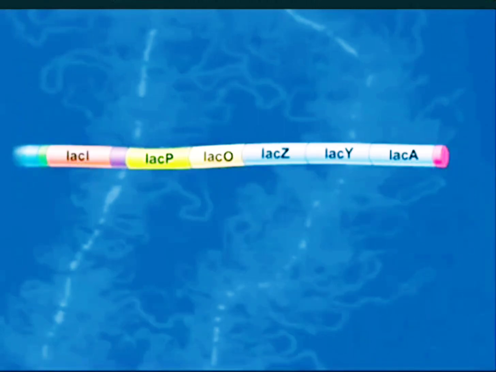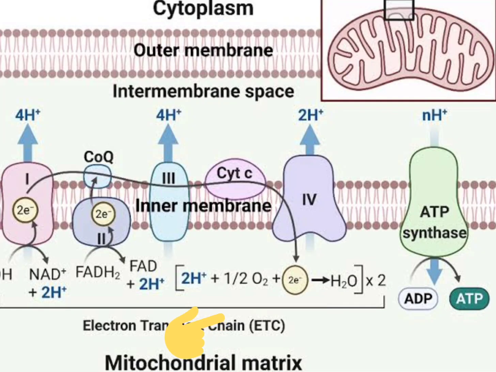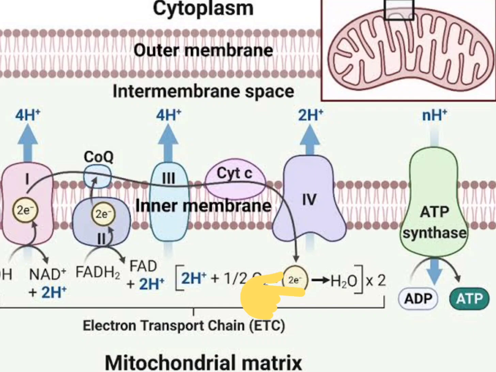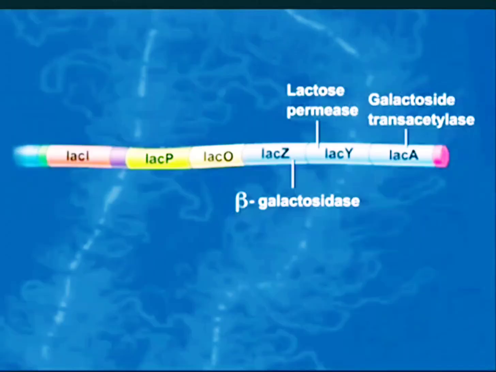Their studies involved the transcriptional regulation of the genes used to ferment lactose in the bacterium Escherichia coli. Three genes clustered together on the chromosome are required for the bacterium to utilize lactose. These were determined to be the lacZ gene that codes for the enzyme β-galactosidase, the lacY gene that codes for a lactose permease, and the lacA gene that codes for the enzyme galactoside transacetylase.